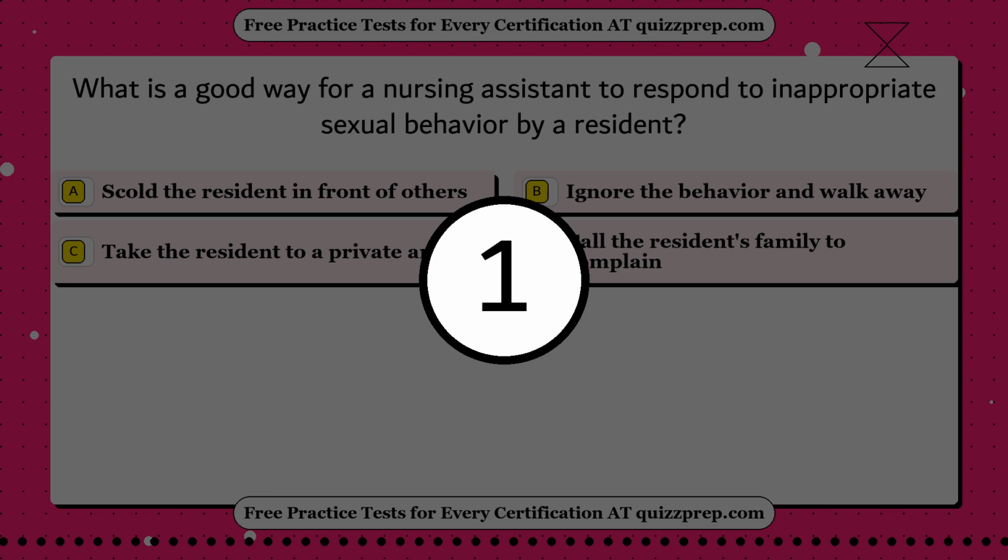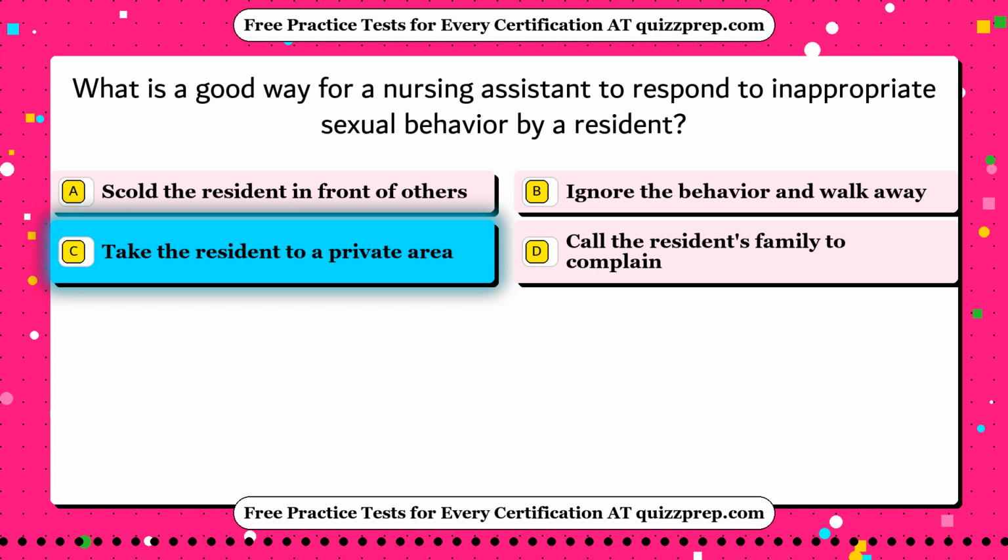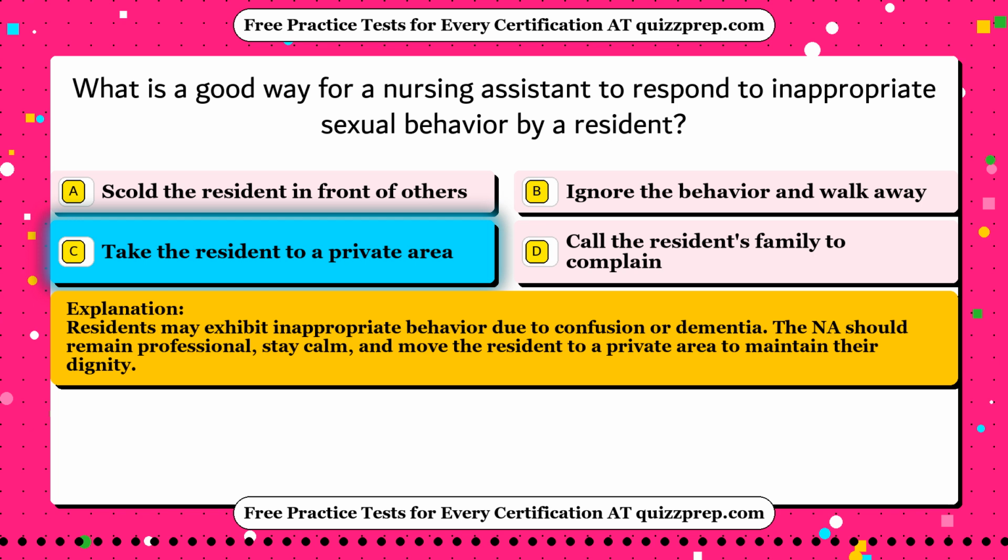The correct answer is Option C, take the resident to a private area. Residents may exhibit inappropriate behavior due to confusion or dementia. The nurse should remain professional, stay calm, and move the resident to a private area to maintain their dignity.